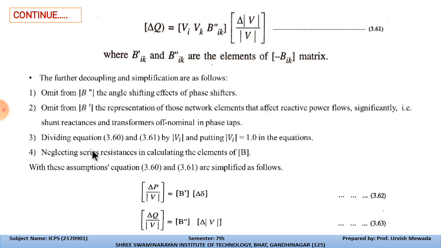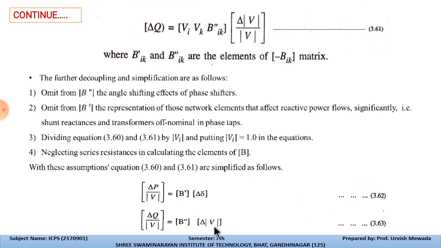Third, divide equations 3.60 and 3.61 by mod Vi, and put Vi equal to 1.0 in the equation. And the fourth is neglecting the series resistance in calculating the elements of b dash. With these assumptions, equations 3.60 and 3.61 are simplified, that is, delta P by mod V, since we already mentioned that 3.60 and 3.61 are divided by mod Vi. So the equations become b dash into delta delta, and delta Q by mod V is b double dash into delta mod V.